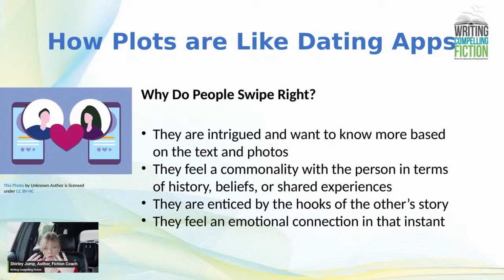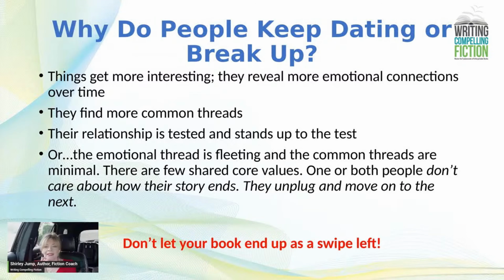So it's intrigue, it is curiosity, it is emotion. And that's what a plot is like. A really good plot should do the same thing. It should make people swipe right and buy your book. Once they buy the book, what keeps them reading to the end? And it's sort of the same thing about why people keep dating or break up. Not entirely, but similar. When people first start dating somebody they met, a stranger they met on a dating app, they continue to stay with them because they're more intrigued as time goes on.